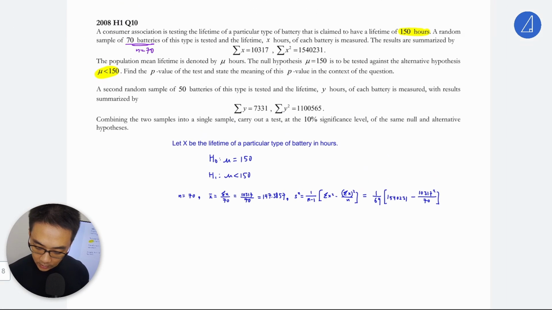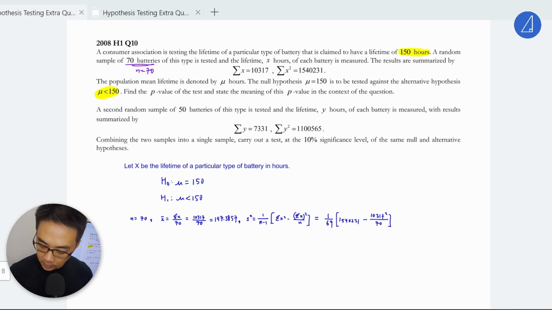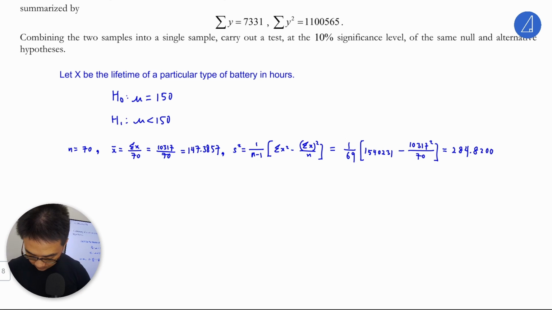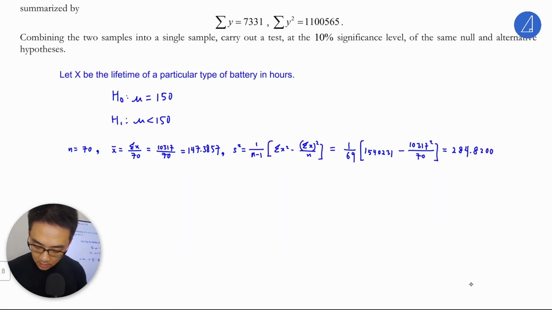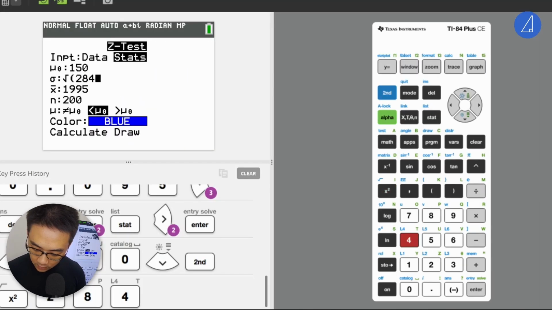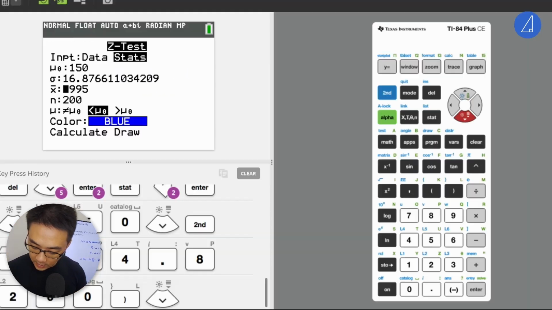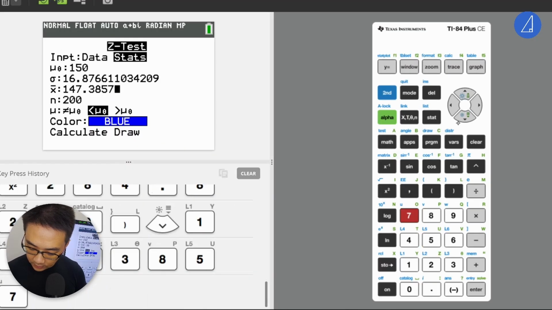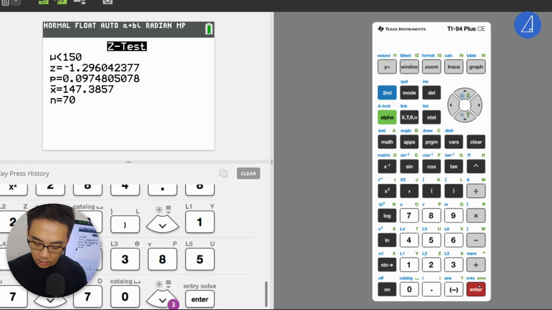Okay. Then we need the p-value. We just need to find the p-value. That's about it. Finding the p-value is not too difficult, just use the calculator. Test statistic, z test, 150. The square root of this is s, 284.82. Then x bar is 147.3857, and n is 70, less than, calculate, 0.09748.